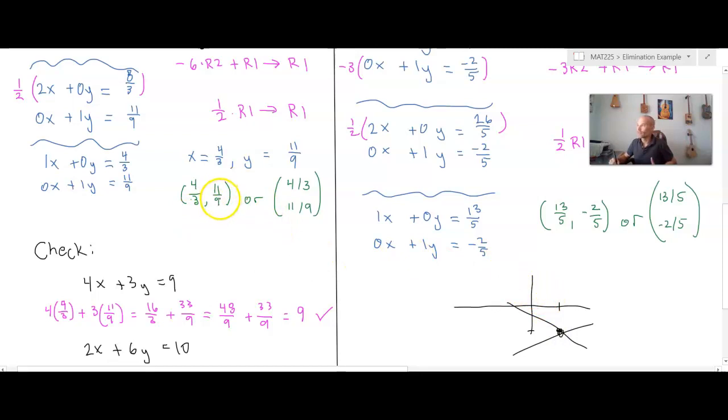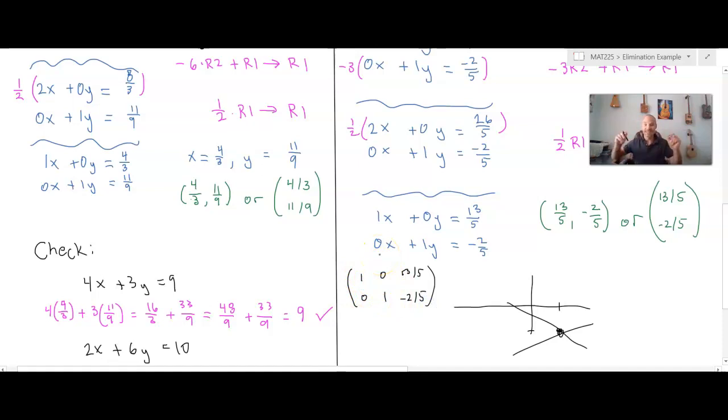Same thing over here. Also, one important thing to note is if this were a matrix, notice that we would have 1, 0, 0, 1. So as a matrix, this would read 1, 0, 0, 1, 13/5, -2/5. That's going to be extremely important as we move forward because we're going to be doing all of these operations instead of on equations.